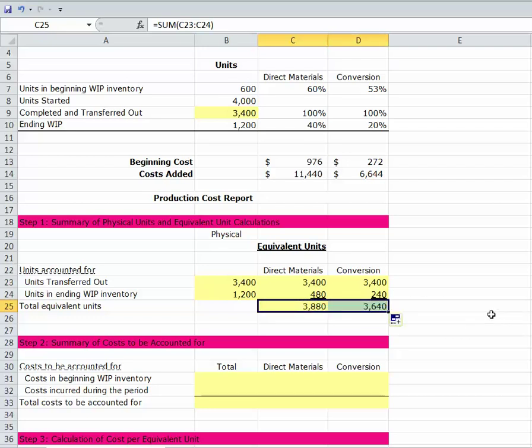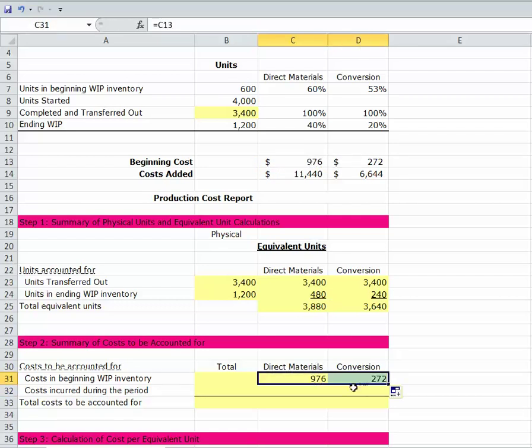Next, we have to summarize the cost that we need to account for. We're basically just going to pick up the cost that we had in beginning work in process for direct materials and for conversion costs, and we're going to pick up the cost that we added, the 11,440 and the 6,644, and we're going to want to total these amounts up. Total cost in beginning work in process, 1,248. Our total cost that we added was 18,084.